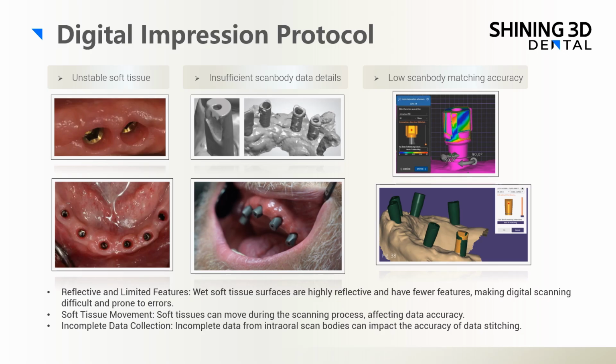The main reasons are that edentulous mucosa lacks sufficient features for scan stitching, has high reflectivity, and the scan bodies have similar shapes, making it more difficult for the scanner to recognize images, leading to lower scanning accuracy. Additionally, the mobility of the soft tissue further decreases the intraoral scanning precision for full arch implants.